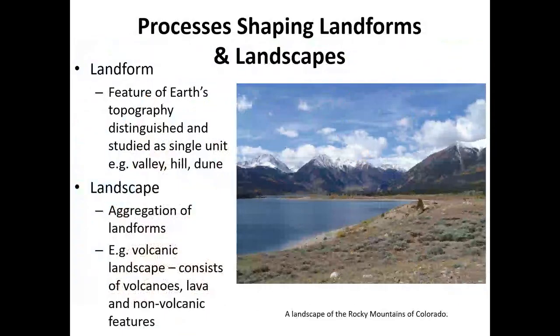So processes shaping landforms and landscapes. A landform is a specific feature that is discrete and can be studied on its own, like a lake or mountain, and a series of landforms make up a landscape. In this particular picture, one mountain would be considered a landform. The aggregate of mountains would be considered a landscape. Sometimes when you're talking about a broad region, landform is used to refer to any major geographic features of that region. So if you're talking about the US, you might say the Great Lakes are a landform or the Rocky Mountains are a landform. But specifically, a landform is one specific discrete geographic feature that can be studied, and numerous landforms make up a landscape of mountains or prairies or so on.